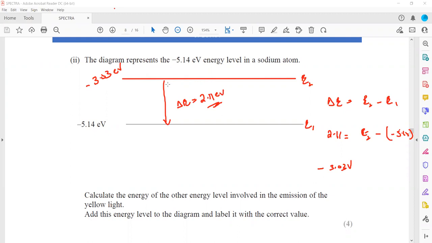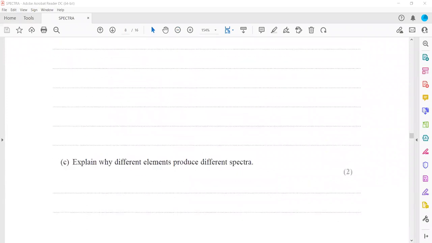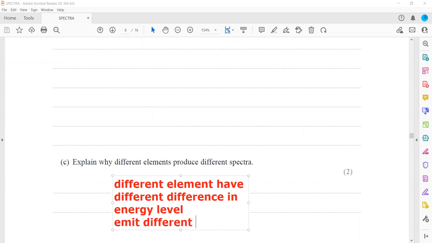And the last part, they ask why different elements produce different spectra. So what is the reason? As I mentioned, every element has a different gap between the shells, so different elements have differences in energy levels, and that's why they give out different photons. The difference in the energy level is not the same, and as a result they emit different photons.